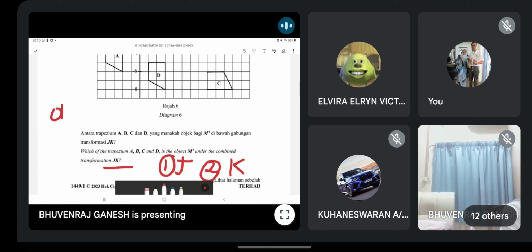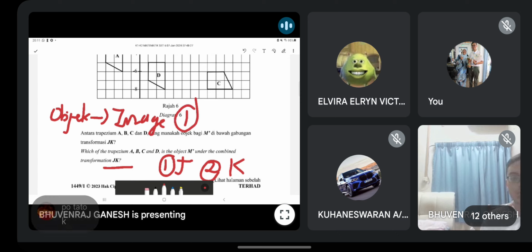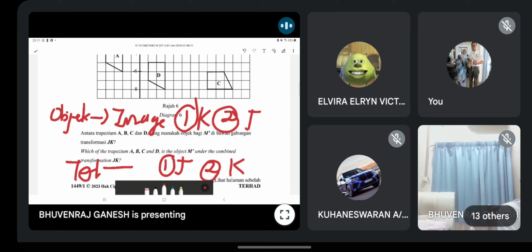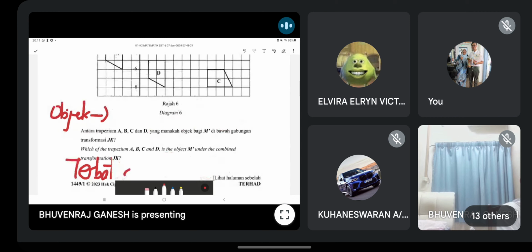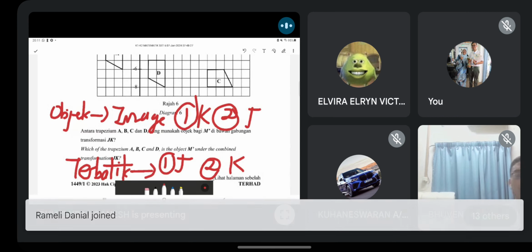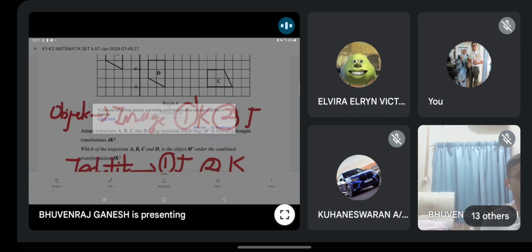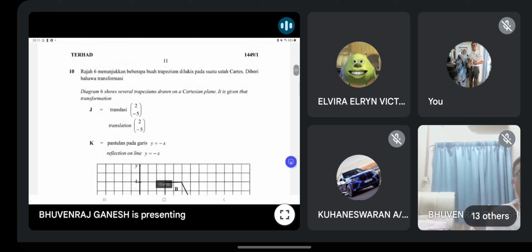So, object to image means, untuk case yang ni, the first transformation is what, guys? Can anyone tell me? Kalau situasi biasa, yang mana kena mula dulu? Yes, K. Then only J. Okay, this one is terbalik. Opposite. So, this is the case over here. Kamu kena guna yang ni. Okay, so first one, J. J is translation. Translasi. So, you must do translation lah, guys.